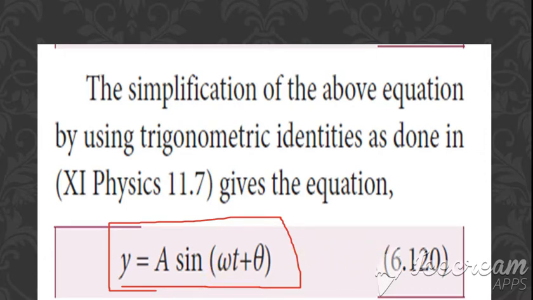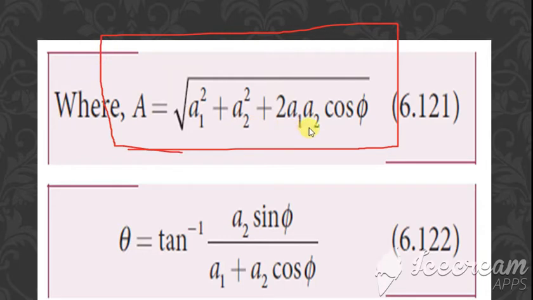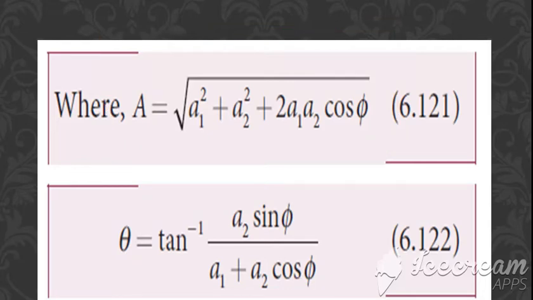Having this equation, which we have seen already, the amplitude a is equal to the root of a1 square plus a2 square plus 2 a1 a2 cos phi. So this is the value of amplitude. In the same way, tan theta is equal to a2 sin phi divided by a1 plus a2 cos phi. These equations we have seen already.